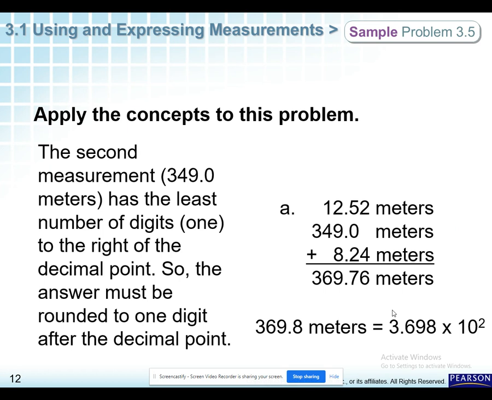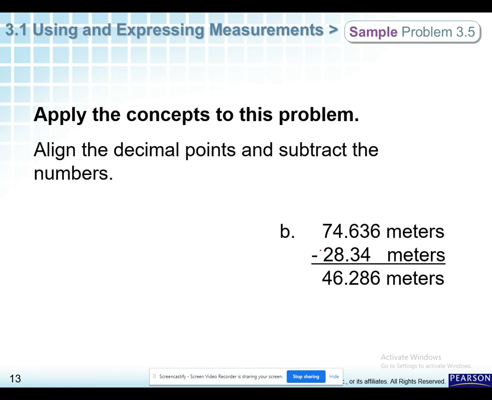So let's see if that's what your book got. The second measurement has the least number of digits. It's only 1 to the right of that decimal point. So the answer can only have 1 to the right of that decimal point. And again, it got the same thing we did, 369.8. Or if you want to put it in scientific notation, you can, but you are not required to.